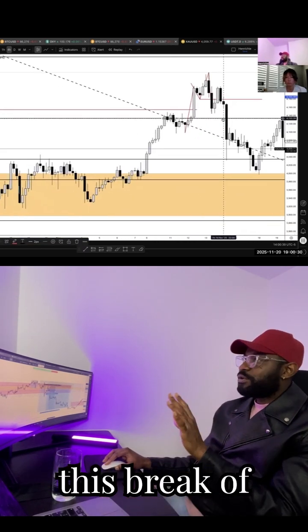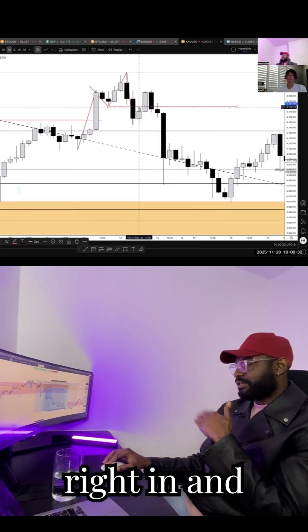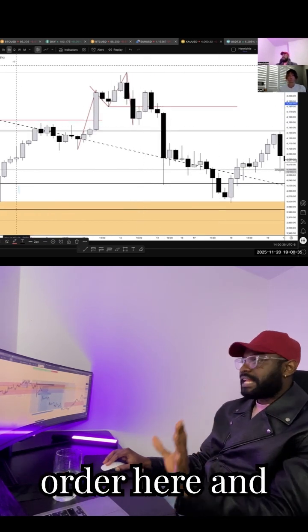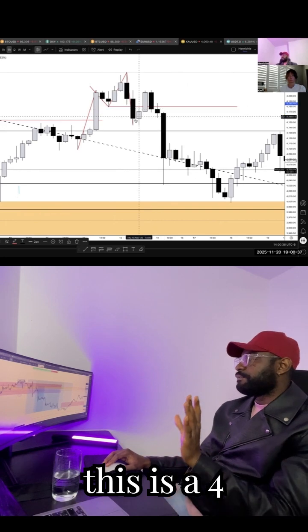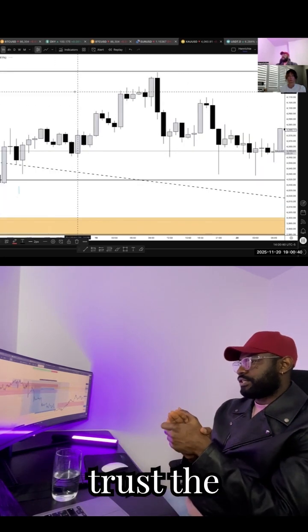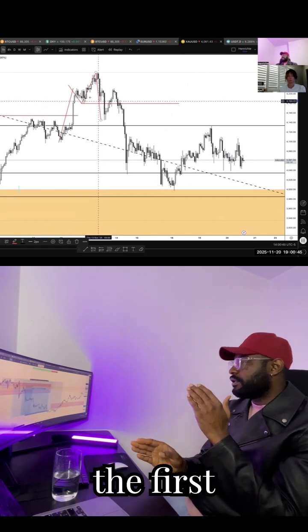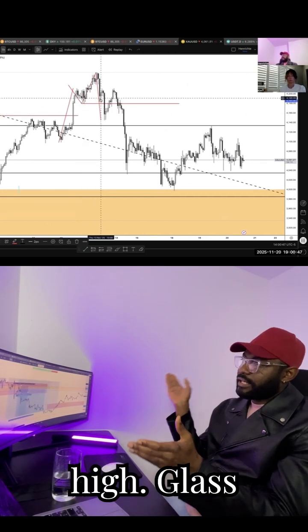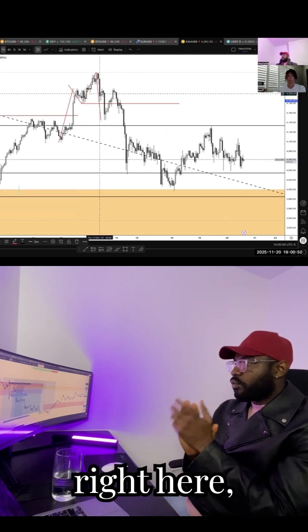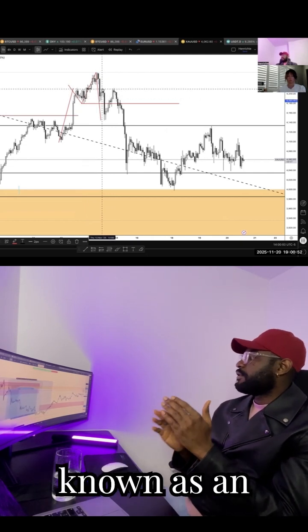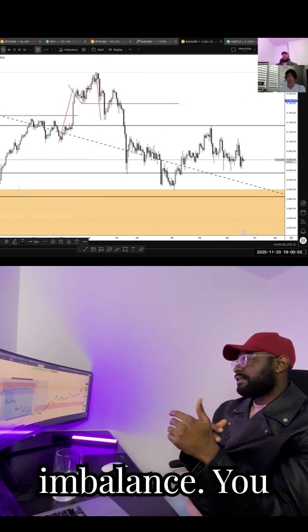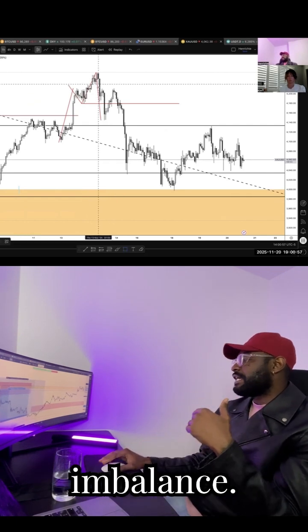Now, after I saw this break of structure, I'm not going to just jump right in and place a limit order here and sell, because as much as this is a 4-hour break of structure, I still don't trust the trade. So now I start looking for points of interest where I'm going to sell from. The first thing I saw here was the last up-close candles right here, which is also known as an order block, imbalance.